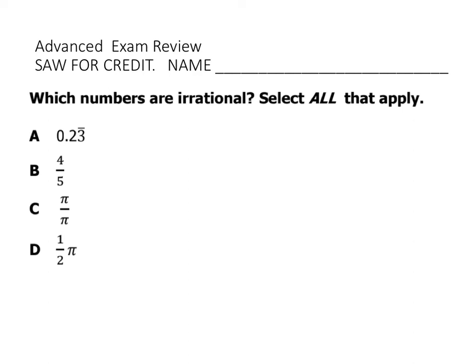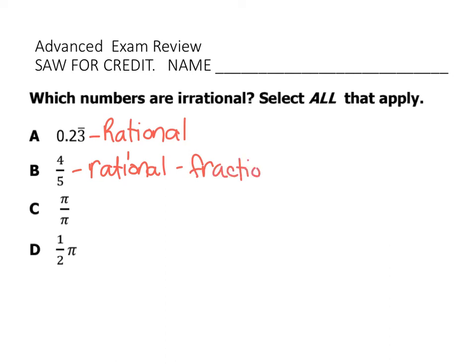Which numbers are irrational? Select all that apply. When it says select all that apply, that means that there might be more than one answer. So if I look at A, 0.23 repeating, that number is going to be rational because your 3 repeats. B, 4 divided by 5, which is 4/5, that is also rational because it is a fraction. So fraction. And this one repeats.